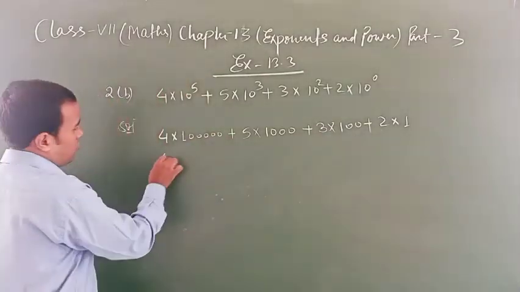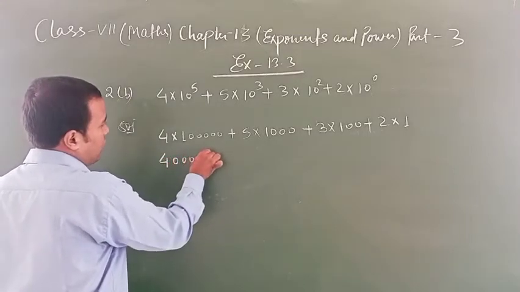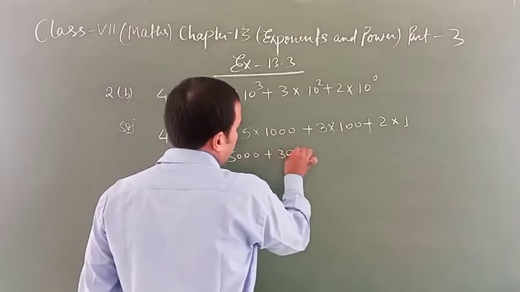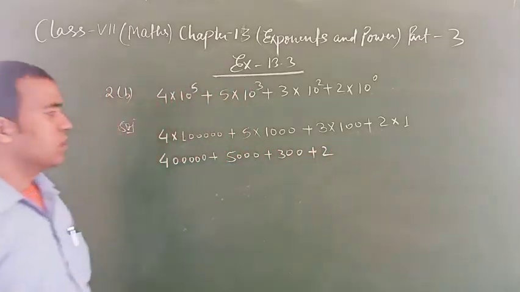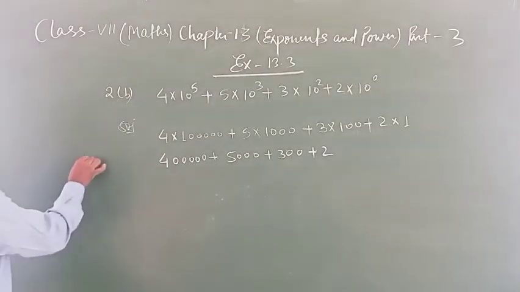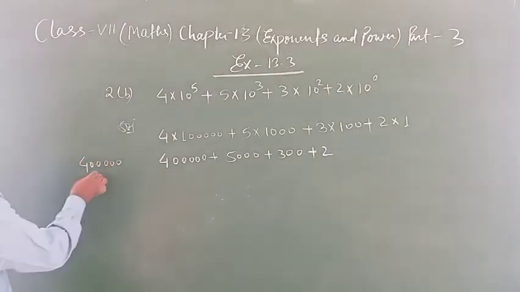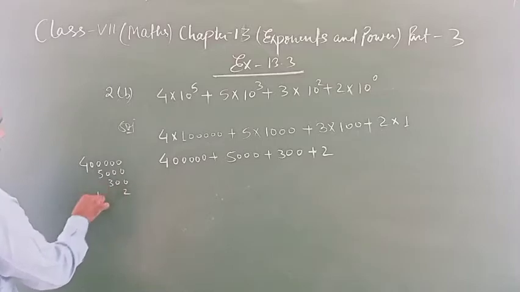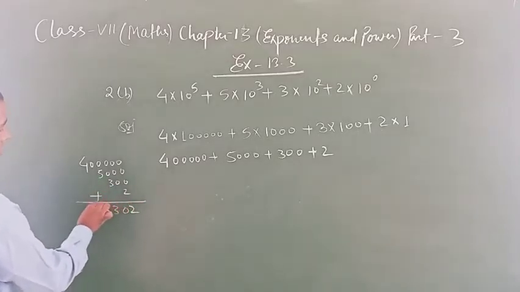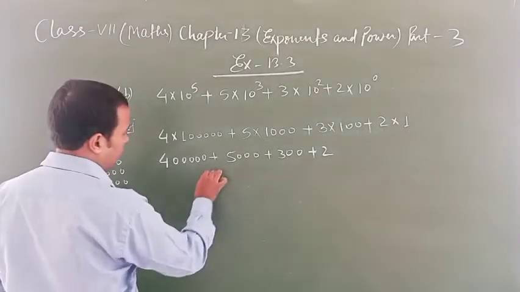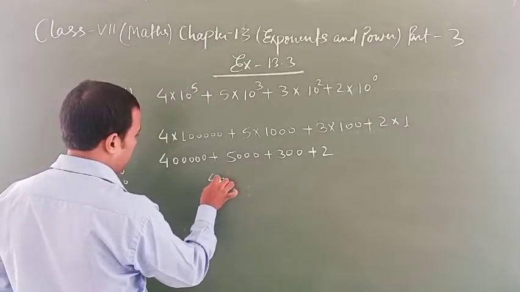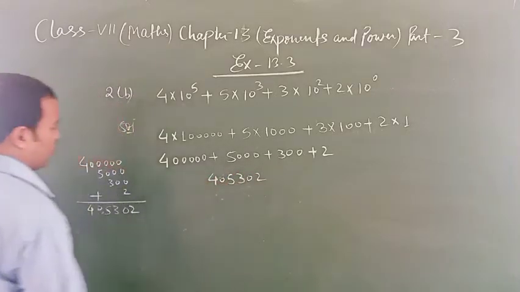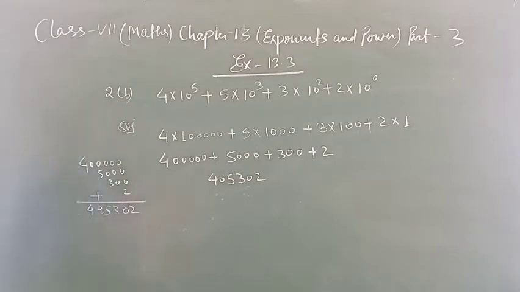After that, 4 into 1 followed by five 0s, plus 5,000 plus 300 plus 2. After that do the plus. 5,000, 300, 2, plus 40,000, that is 4 lakh 5,302. Okay?